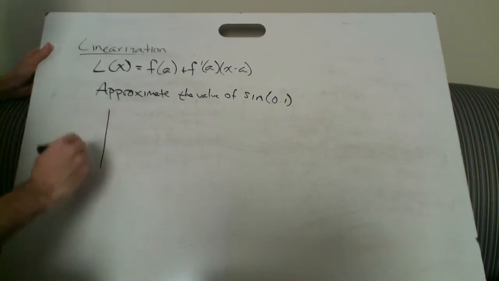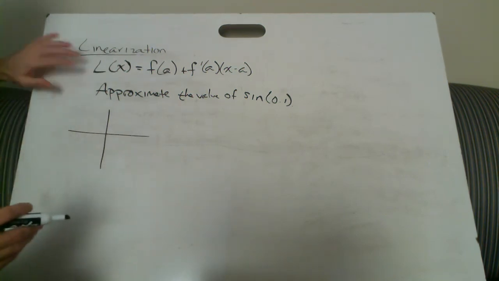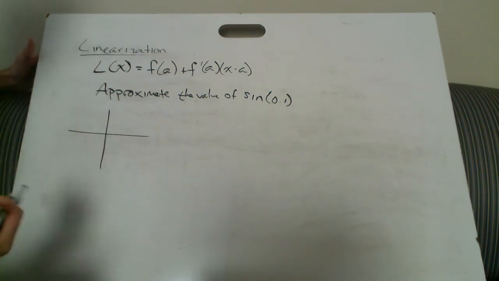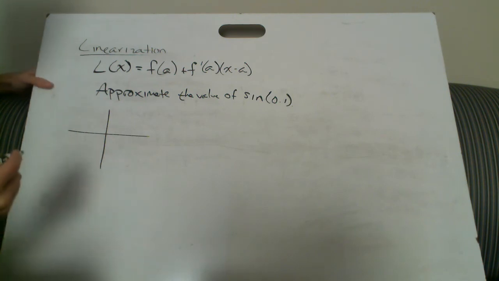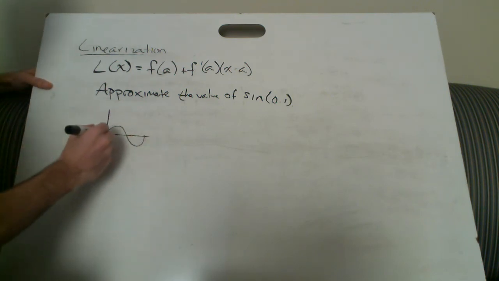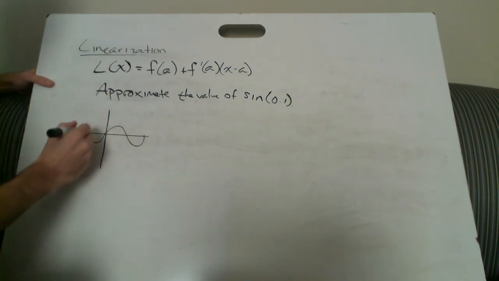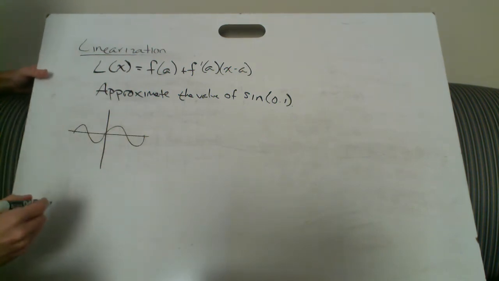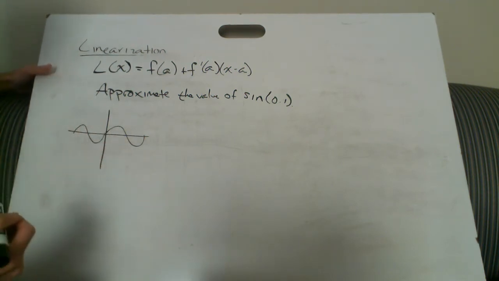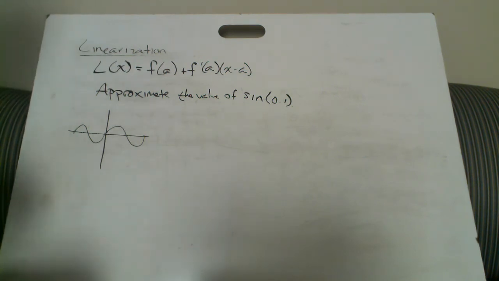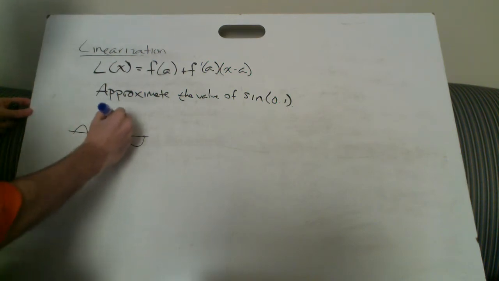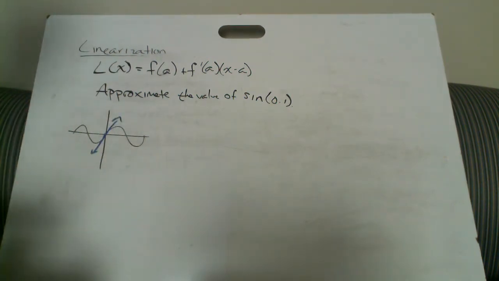So let's start by sketching this. Now, obviously we have this formula and we can just go right to it, but it's good to sketch so that we have a good understanding of what's going on here, and we can check our answers using more than one method. So here's a sine curve, here's what it looks like. And sine of 0.1 maybe is right about there, really quite close to the origin. We'd expect a pretty small number, pretty close to 0. Let's sketch in the tangent line here. Here's my tangent line.